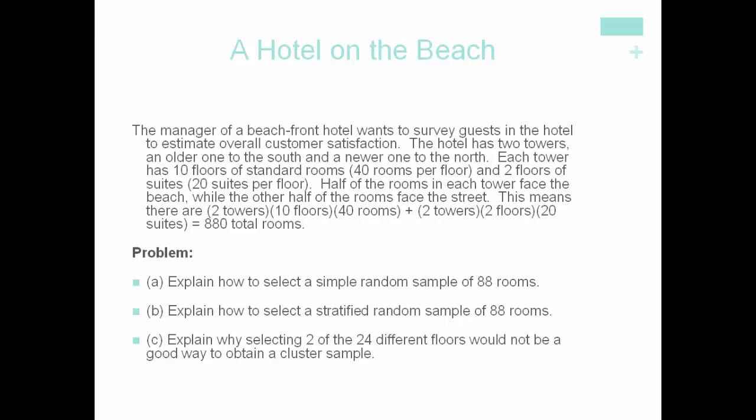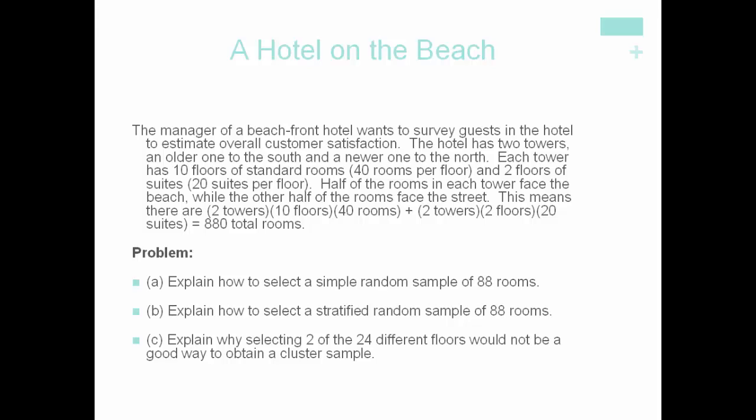For the regular simple random sample, I would number the rooms from 001 to 880, which is our total. Use a random number generator, again probably the graphing calculator, to select 88 random integers from 001 to 880 and use those rooms for the sample. Very simple. Then the next one, how to select a stratified random sample of 88 rooms.